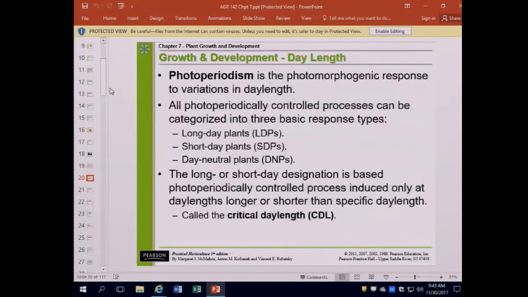Another term that references light and the use of light is the term photoperiod. And photoperiod is a photomorphogenic response to variations in day length. We recognize that we have different categories of plants. Some are grouped as what we call long day plants. Some are short day plants. And then there are some called day neutral plants that really aren't affected much by it.